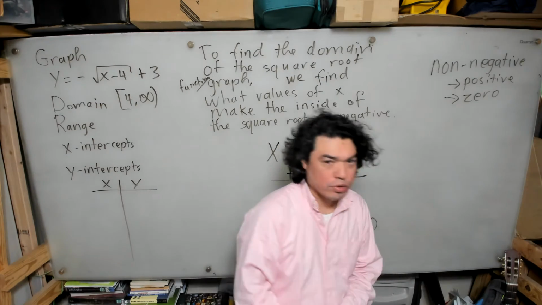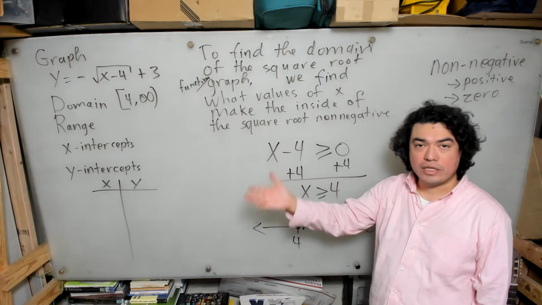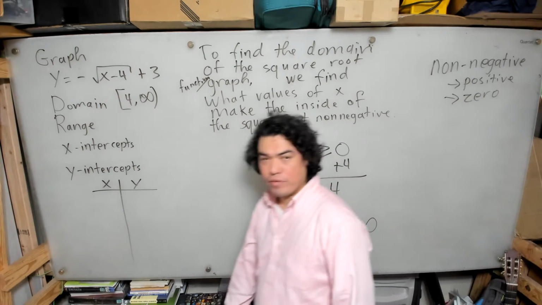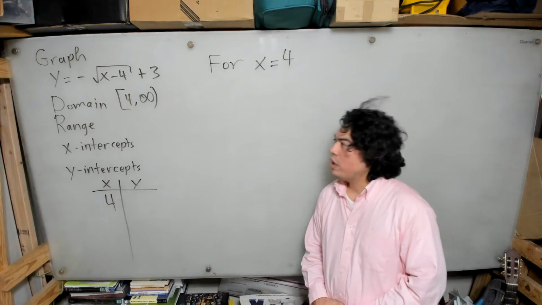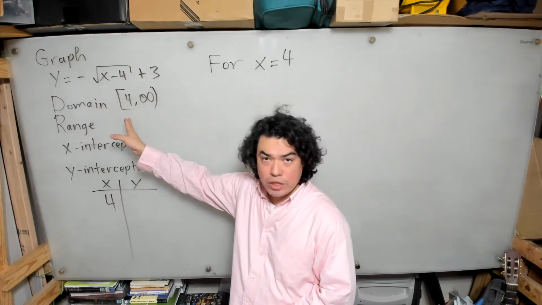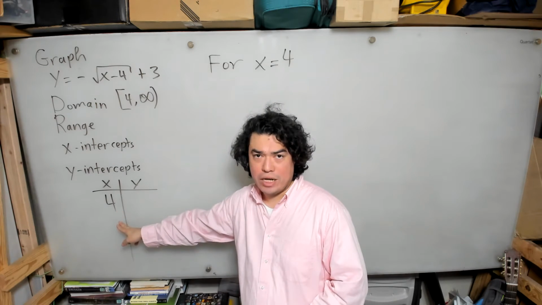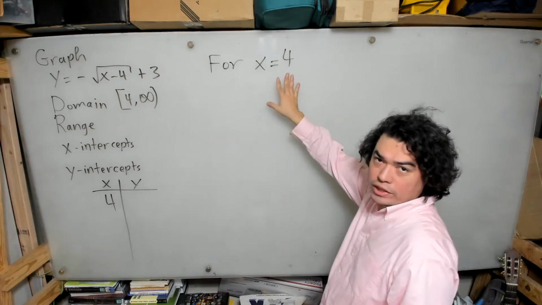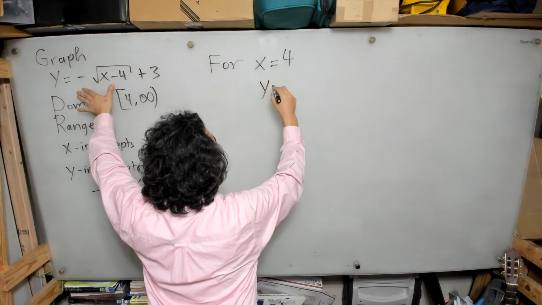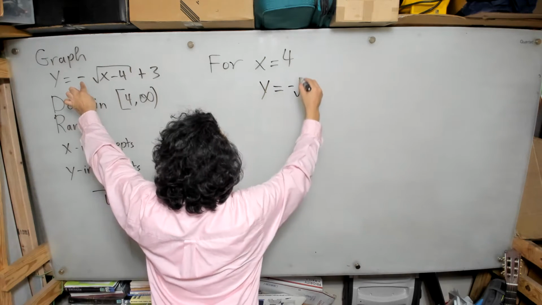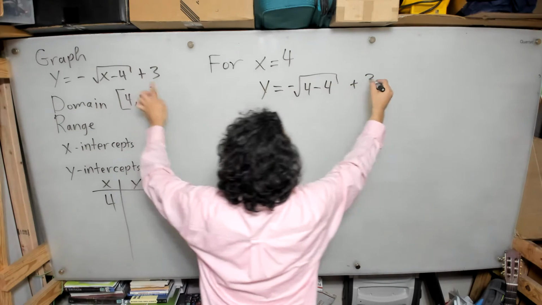Now we're going to start finding the points on our table. We're then going to get our x-intercepts and y-intercepts, and then we'll get the range after we've graphed it. So now that we've found that 4 is the endpoint of our domain, we're going to use it as the first point of our table. That's why I have x equals 4. I'm going to use this expression to calculate what the corresponding y must be. y will be negative the square root of 4 minus 4, plus 3.